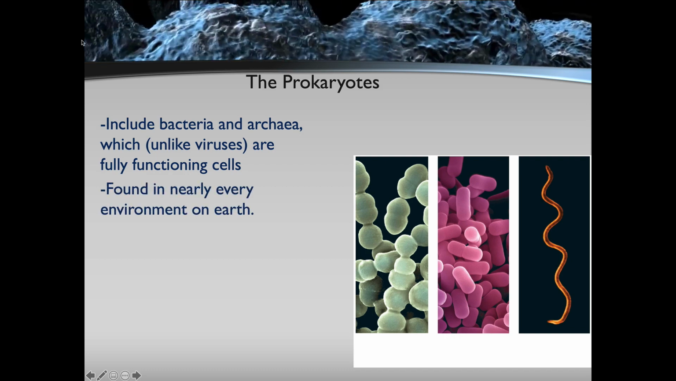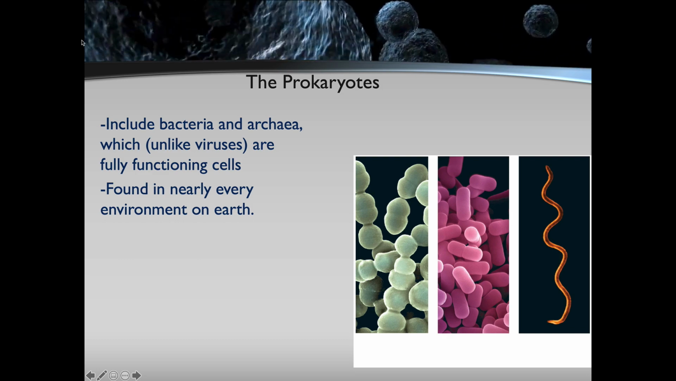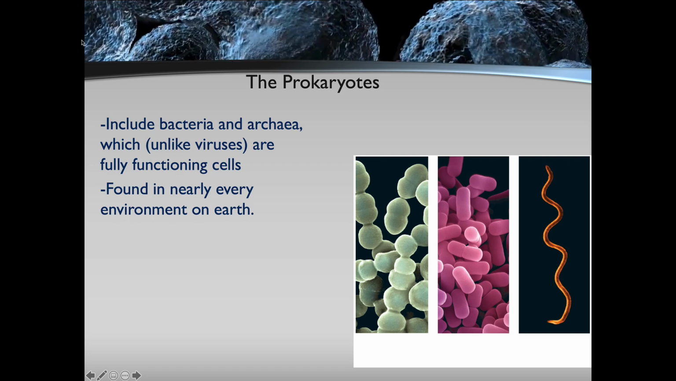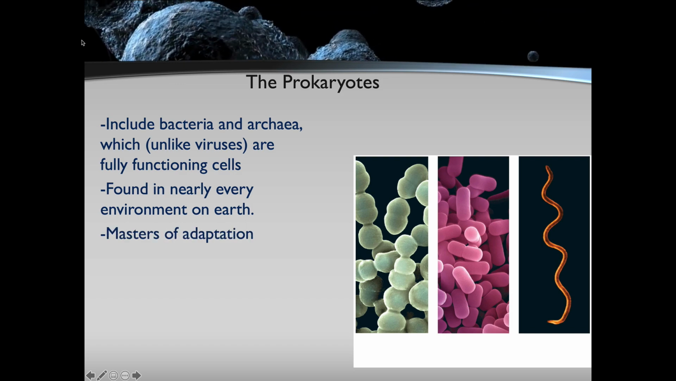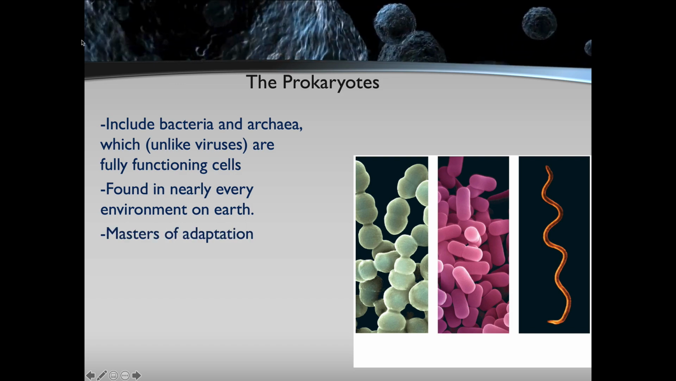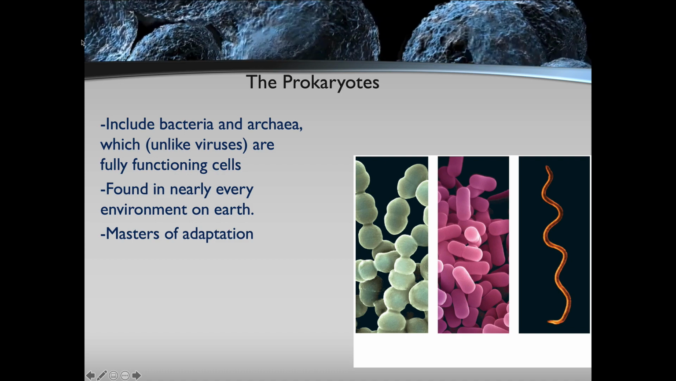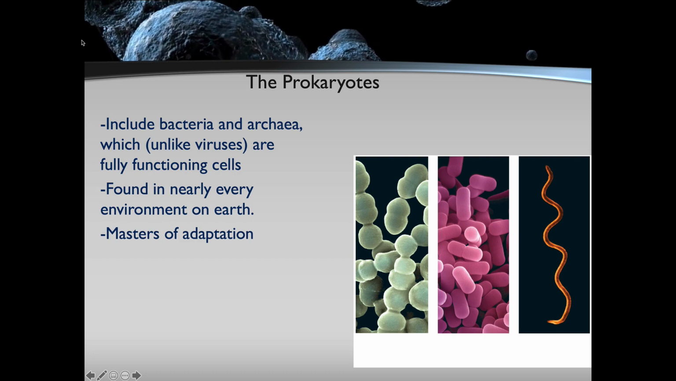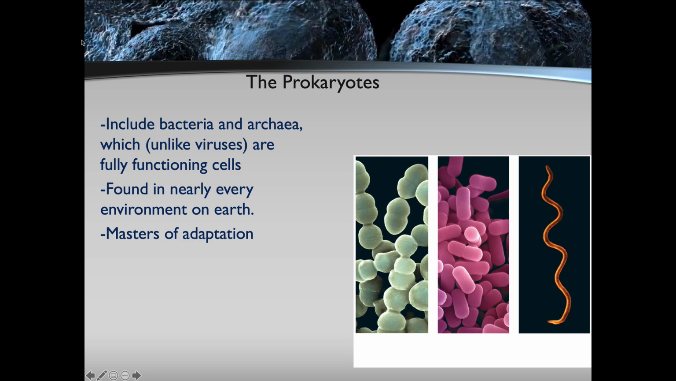They're found in nearly every environment on Earth. So whether it's a swamp, whether it's a desert, whether it's an icy field in Antarctica, we find prokaryotes everywhere on Earth. They are masters of adaptation. We're going to learn later their mechanism for changing not only their structures, but how they function through nothing more than interacting with one another on a regular basis.